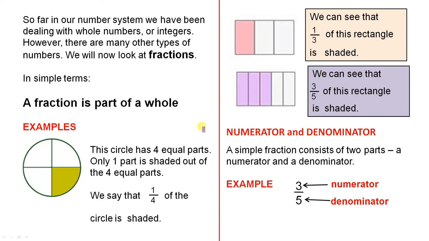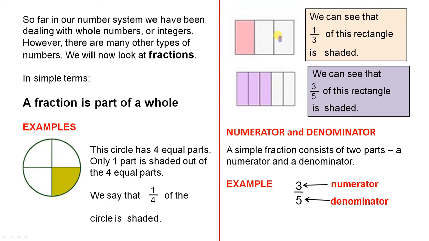Let's look at some simple examples using some diagrams. This circle has four equal parts, 1, 2, 3, 4. Only one part is shaded out of the four equal parts. That part there is shaded. We say that 1/4 of the circle is shaded. So in other words, the 1 represents the shaded part and the 4 represents the four equal parts. So 1/4 of the circle is shaded.